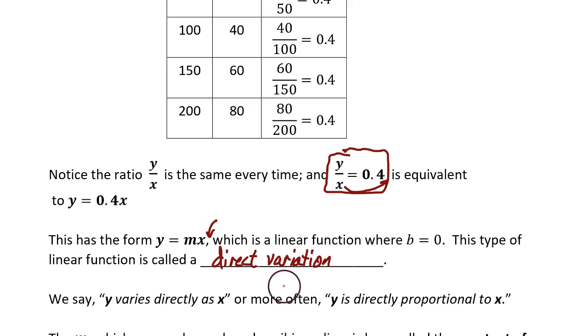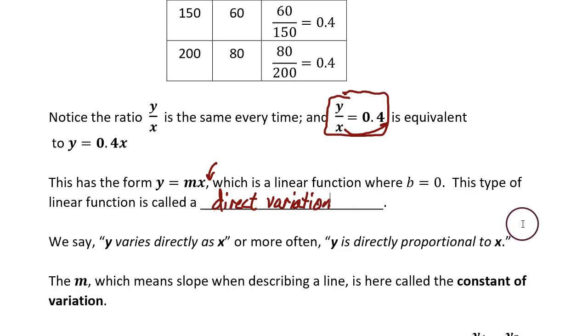A direct variation is a linear function where the y-intercept value is 0. We say y varies directly as x, or maybe you've heard the phrase directly proportional to. Y is directly proportional to x. The variable m means slope when describing a line, but when we're discussing direct variation, the m is referred to as the constant of variation.